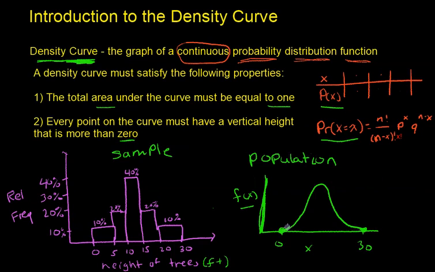So what's going on here? Why must the curve have a vertical height that's at least 0? Well, if it went below 0, it's like having a bar that went below 0 in the relative frequency histogram, so maybe a negative 10%. That doesn't make any sense. The proportion of trees that are between 0 and 5 feet cannot be negative. It must be a number between 0 and 1. So the vertical height must not go below 0, and it also won't be higher than 1, because probability is constrained between 0 and 1.